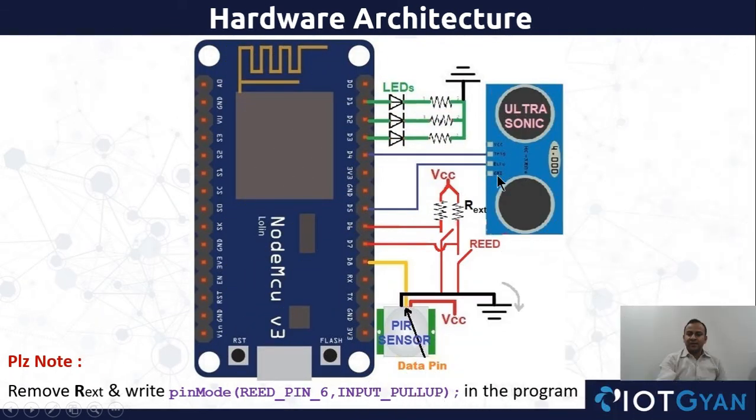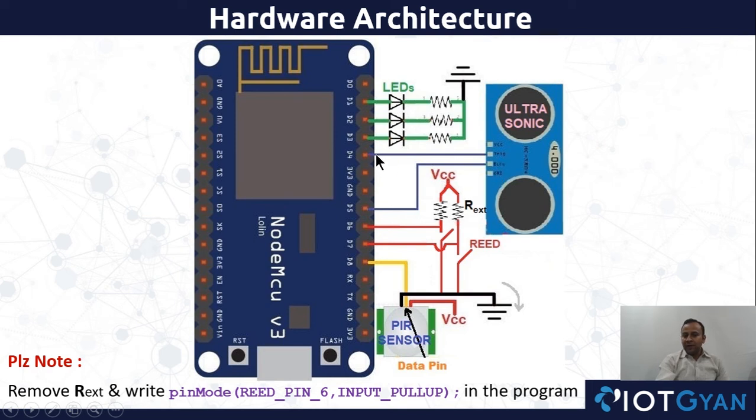Starting with the ultrasonic sensor. It has four pins. First one is the VCC, which takes 5 volts for its operation. Second one is the ground, so it should be connected to the ground pin. And two more pins are there: this is the trigger pin, and this is the echo pin. The trigger I have connected to the D4 pin of my NodeMCU, and the echo pin is connected to the D5 pin.